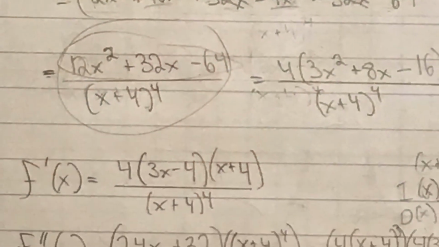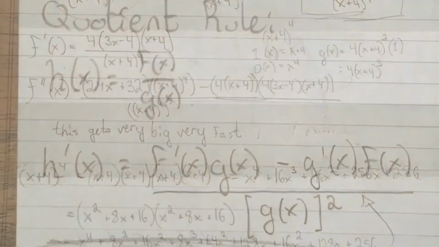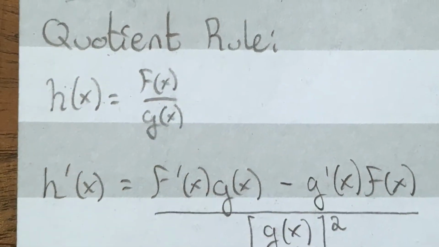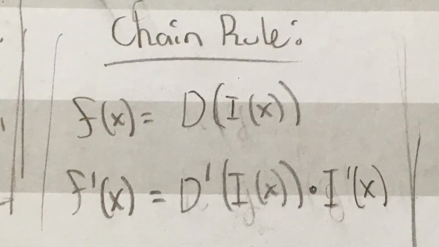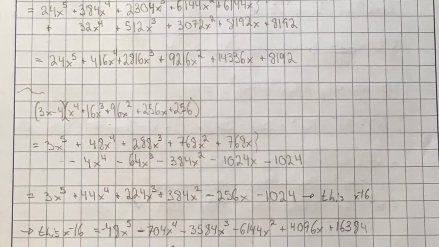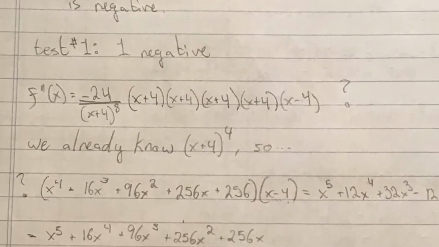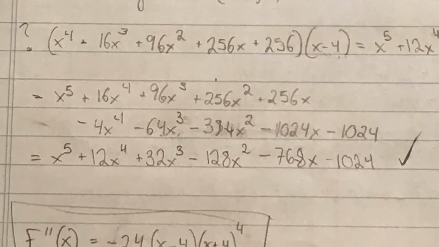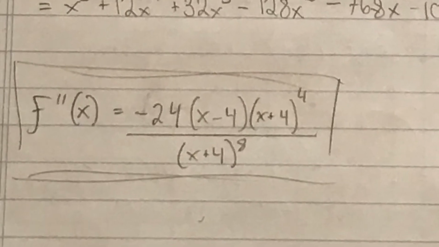Now, to find the second derivative, I repeat what I did to find the first derivative using the quotient rule on the first derivative, except I used the chain rule to find the derivative of x plus 4 to the power of 4. It ends up looking like this. It gets very long and very complicated. I split it up into sections, and I checked my work frequently to make sure I was staying on track. It comes out looking like this for the second derivative.